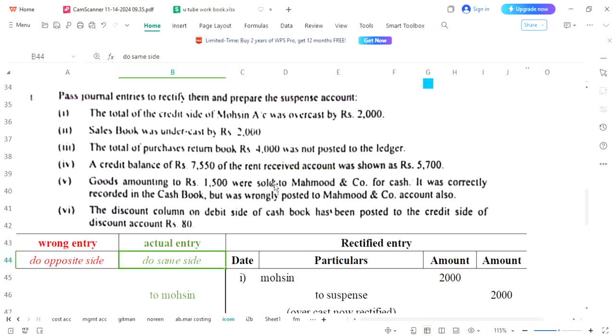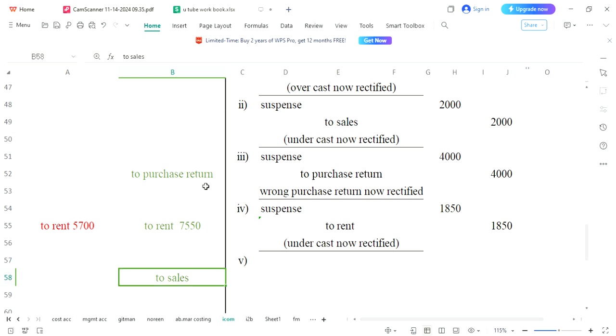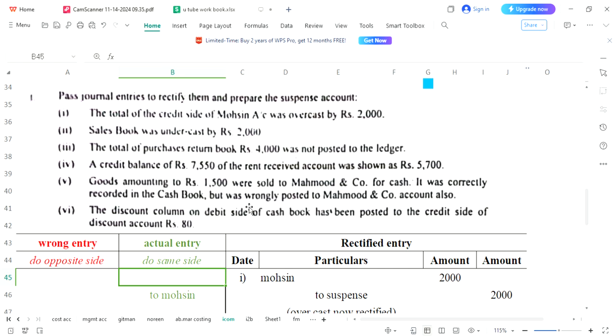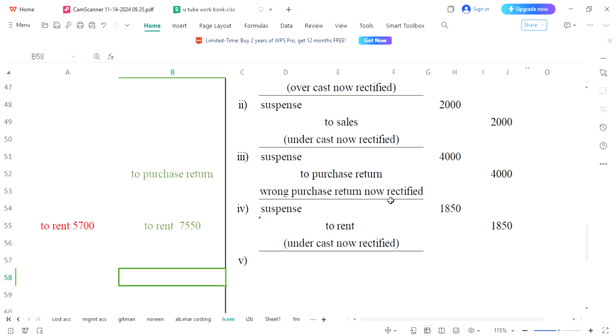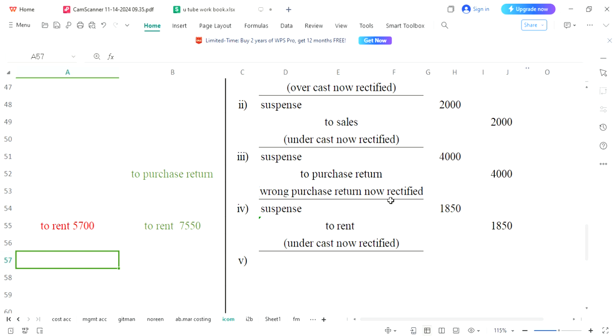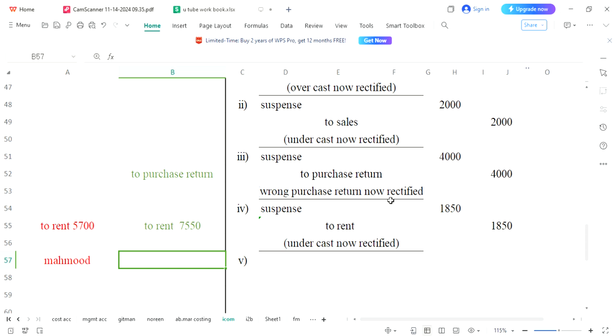It was correctly recorded in cash book. Look at this word. This is book. It means the whole entry was correct. The only mistake we have made is that it was wrongly posted to Mahmood account also. So by mistake Mahmood was written. Look, I'm writing it again. The actual entry was to be written as cash to sales, and it has been correctly entered in cash book.